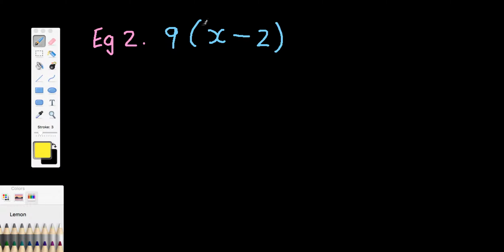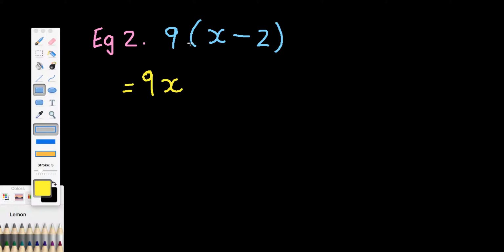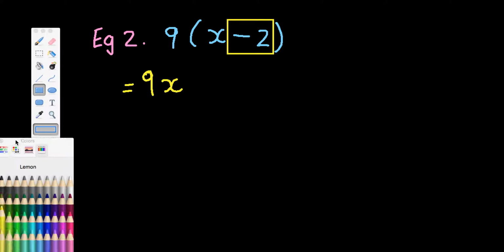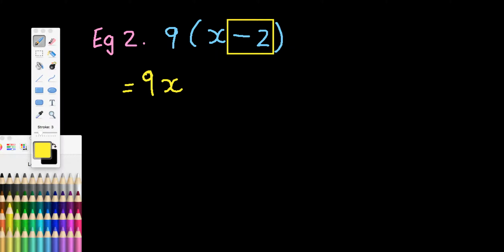So first of all here, I'm going to do 9x, or 9 times x, but just write that as 9x. The next thing I'm going to do is multiply this 9 here, not by 2, but by negative 2. So 9 by negative 2 will give me negative 18. Now the reason I wanted to do that is essentially we're going to be taking away 18.